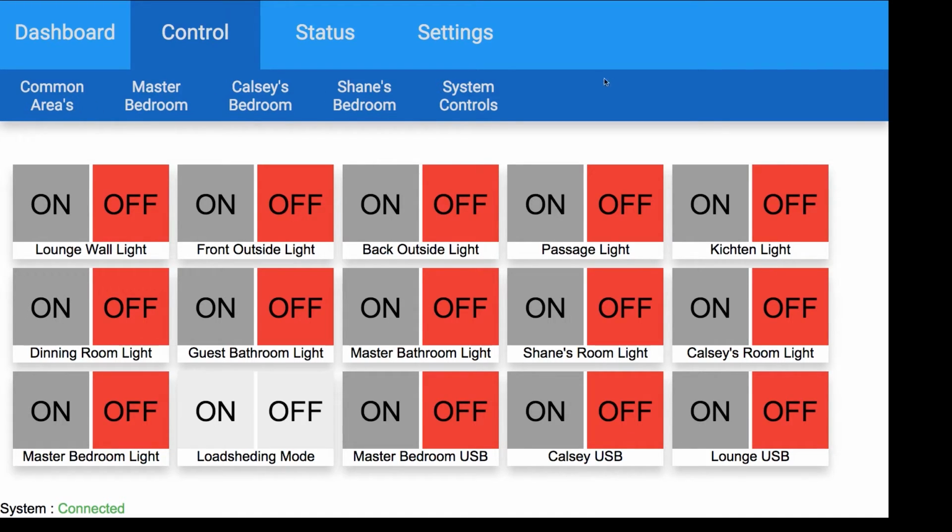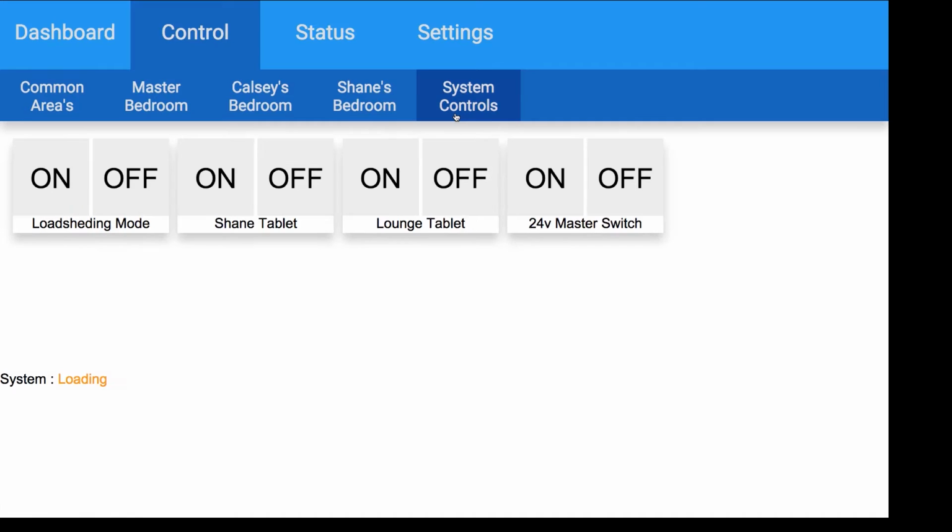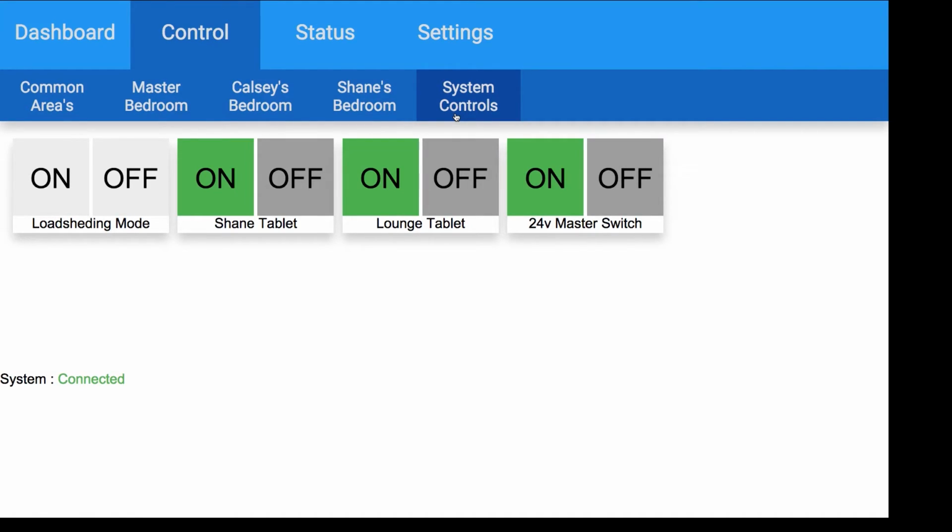I've got system controls, which I thought was pretty cool. There we go, you can see the latency again. But that's, again, internet latency, not latency on the system. As I mentioned before, it's super fast when you're actually at the house. We can turn off the power to the tablets.